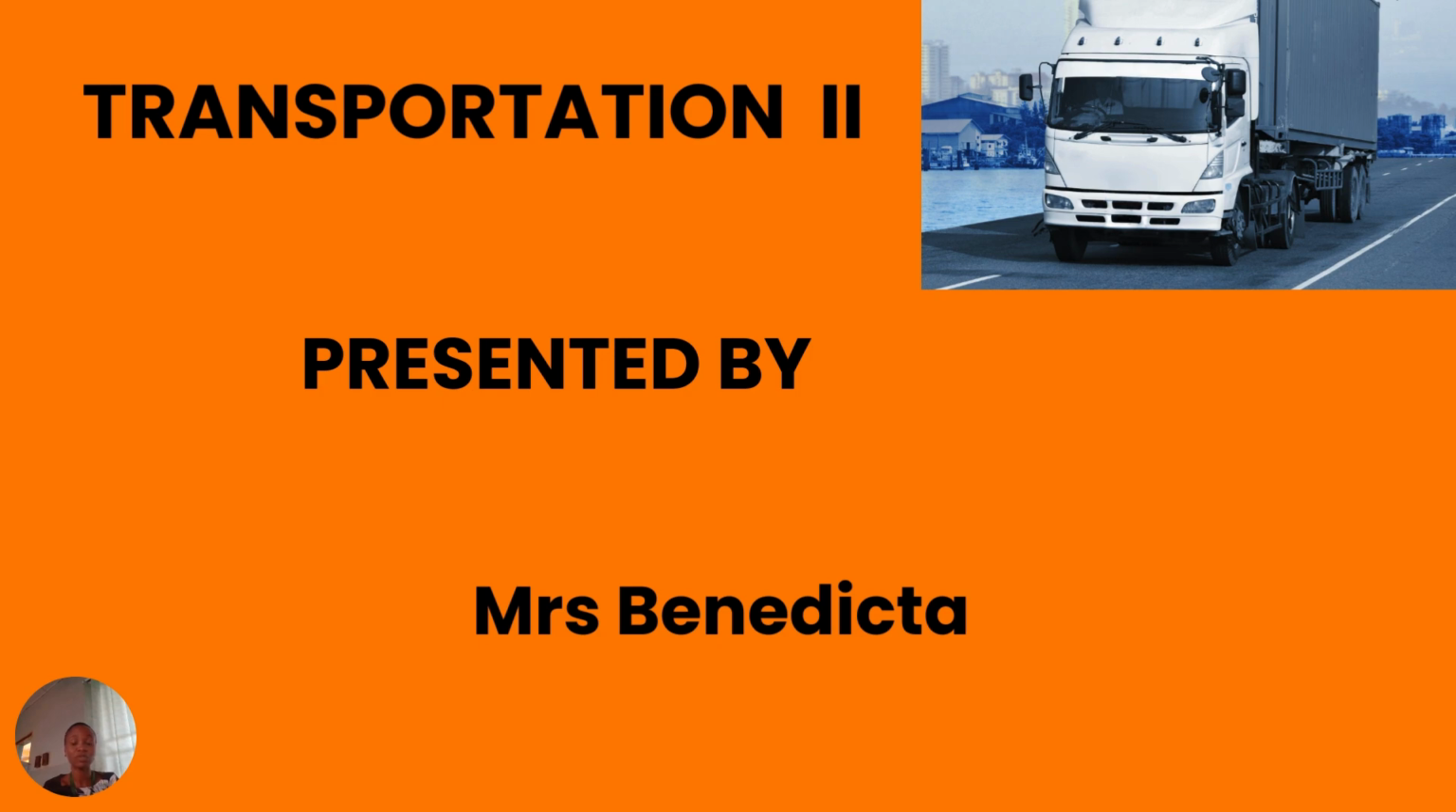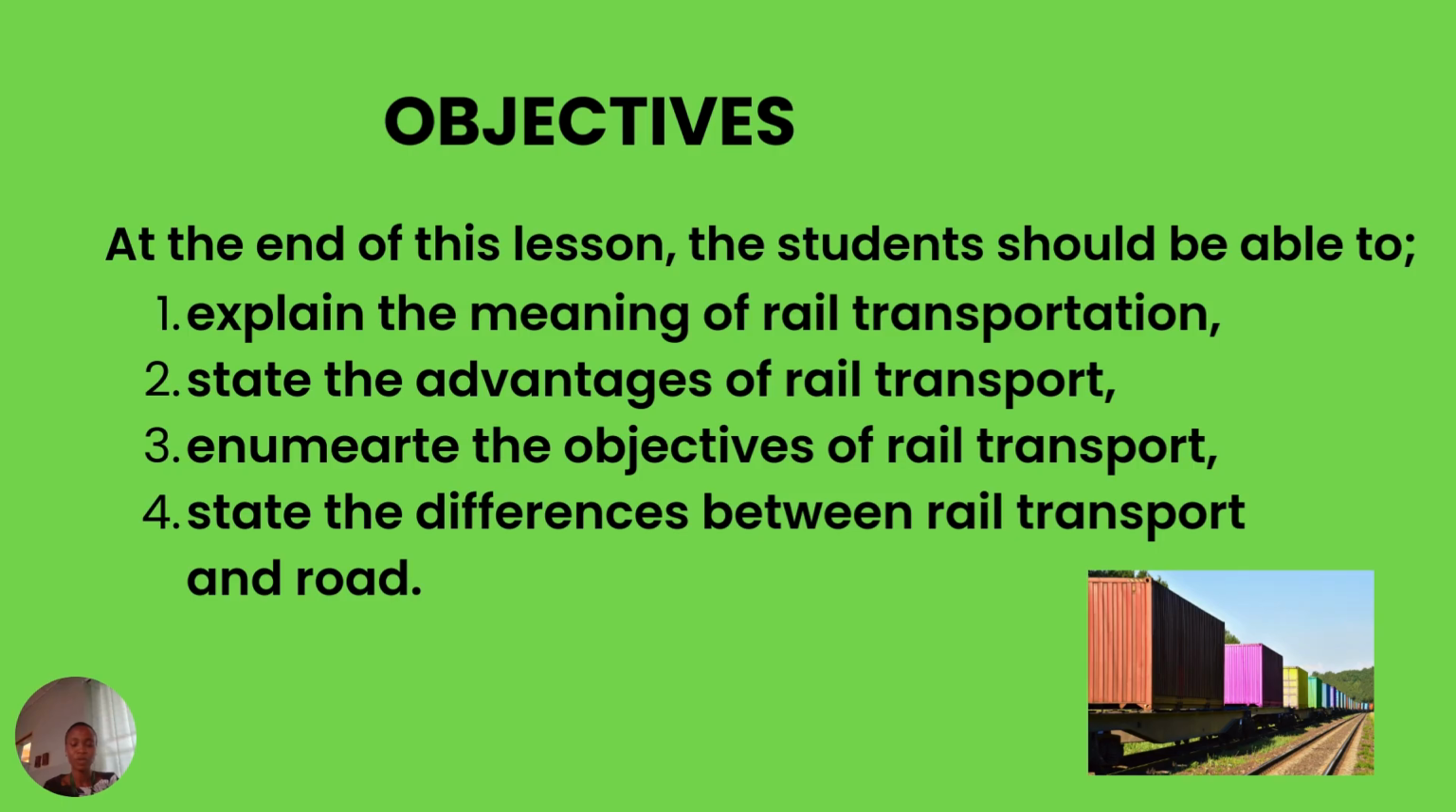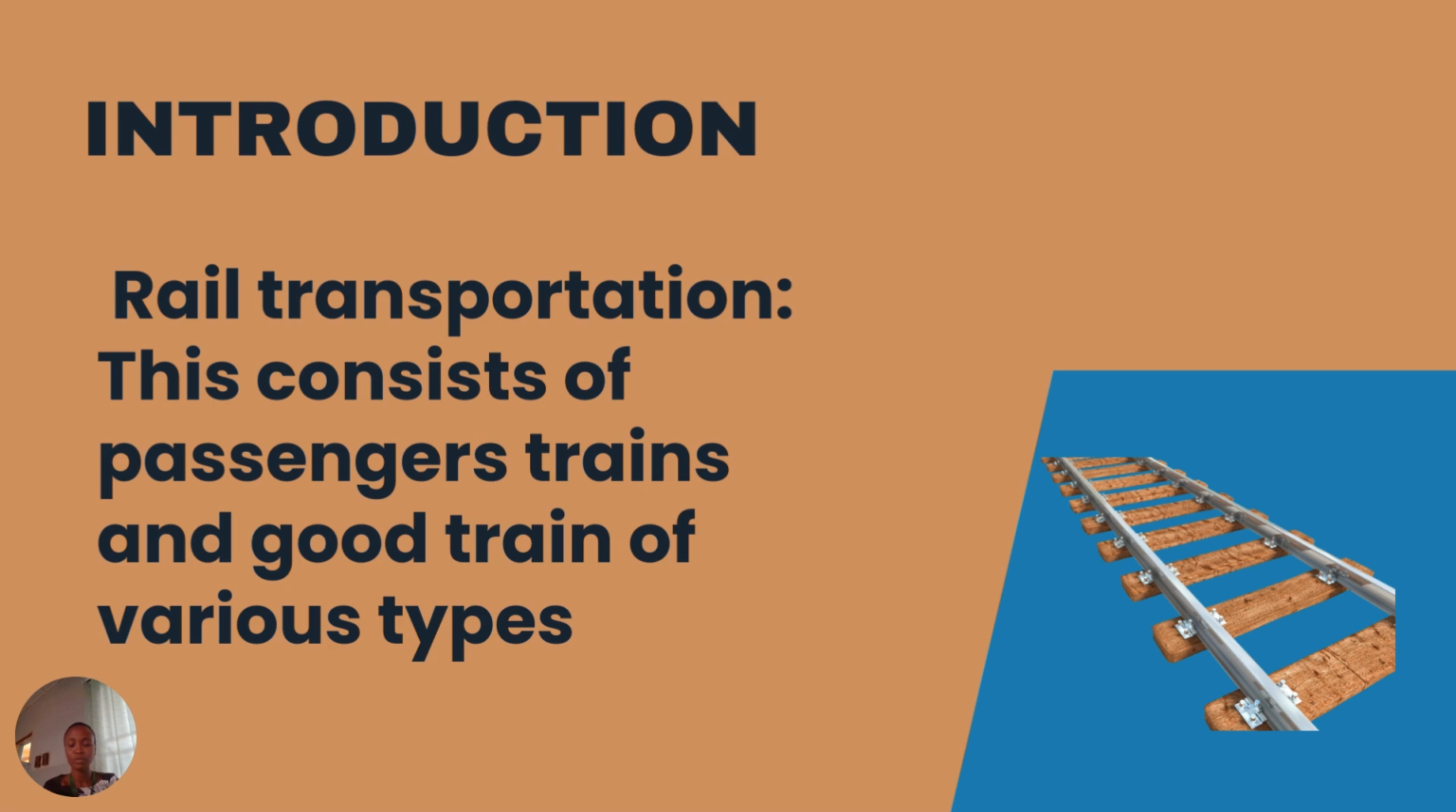Remember we talked about road transportation the other time. Today we are going to look at another type of transportation, which is rail transportation. The objectives are: what rail transportation is, the advantages, the disadvantages, and the difference between rail transportation and road transportation.